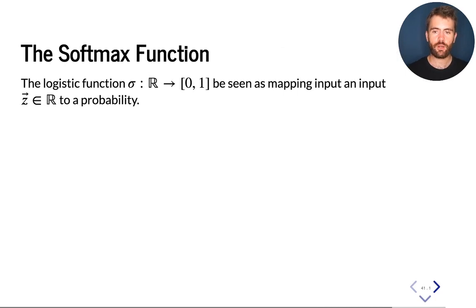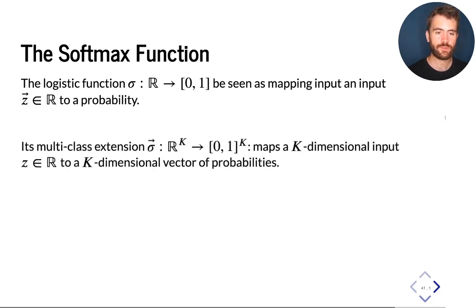In order to generalize our logistic regression algorithm to multiple classes, we're going to take a similar approach to the one that we took in the previous video. And our first approach is going to be to extend the logistic function. So you may recall that the logistic function was a mapping from the real numbers to the unit interval 0 and 1, and it can be seen as mapping each input z to a probability. We now want to generalize this to multiple classes. Therefore, we're going to define a multi-class extension, which I'm going to denote here with this extra arrow on top.